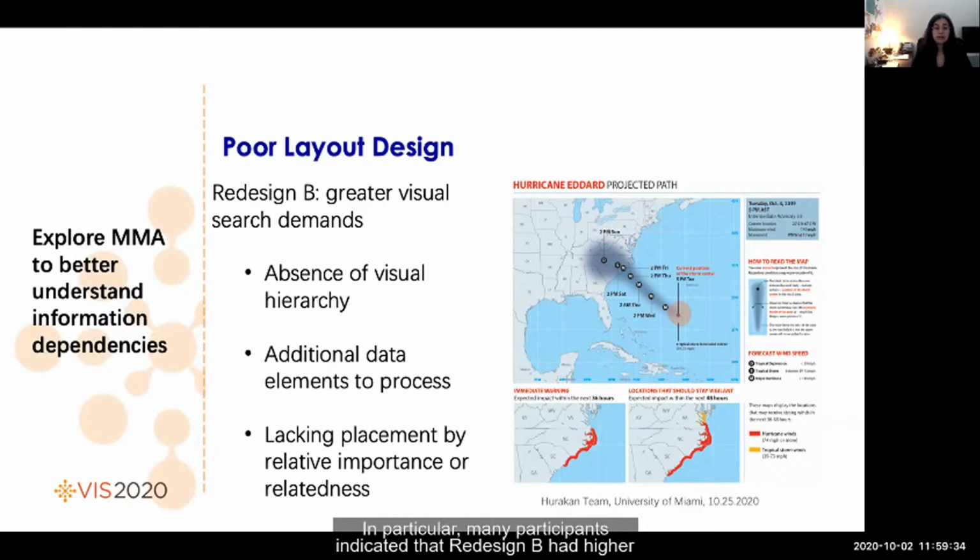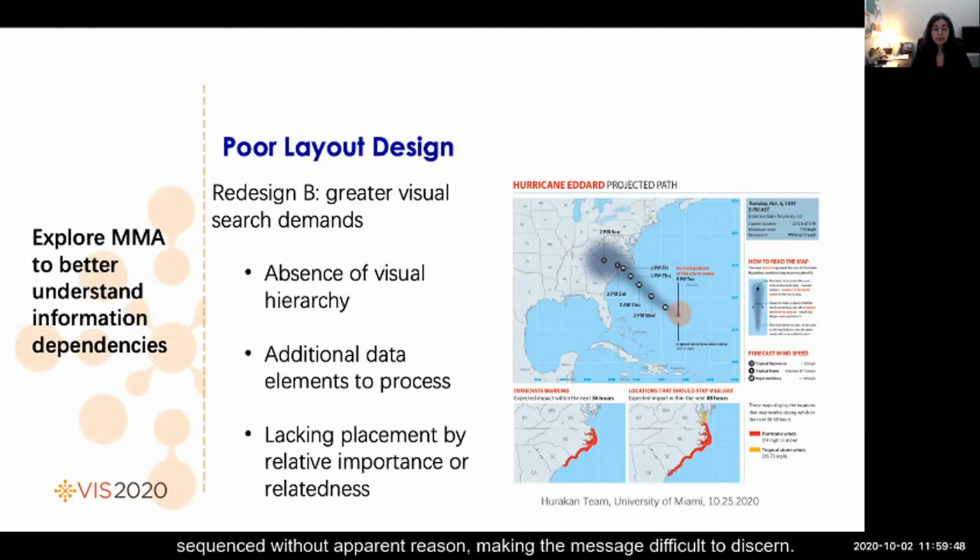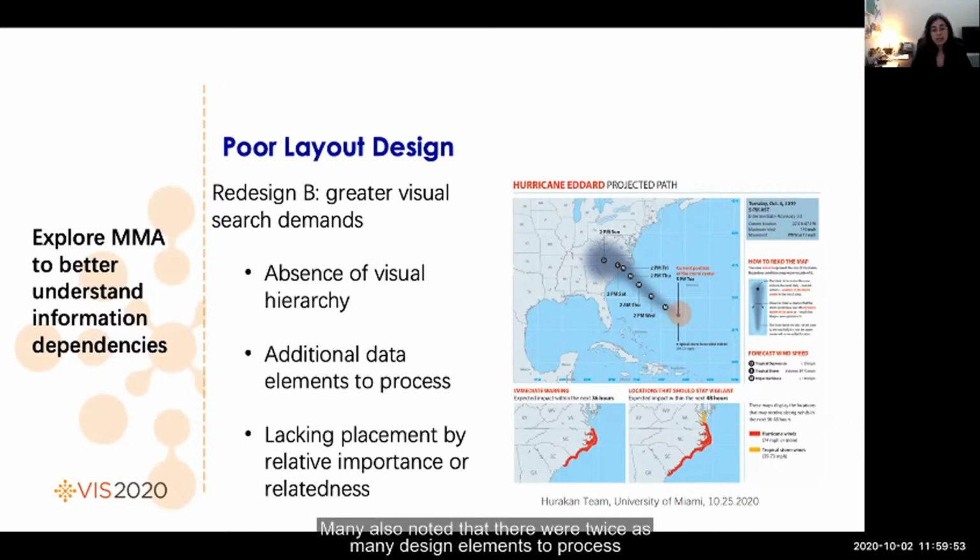In particular, many participants indicated that redesign B had higher visual search demands because the layout lacked hierarchy, not guiding the eye to design elements based on their relative importance. Participants felt that the layout was unclear, with design elements sequenced without apparent reason, making the message difficult to discern. Many also noted that there were twice as many design elements to process, increasing the complexity of the visual representation of information. To get a better sense of information dependencies for non-experts, we will continue to explore a mental models approach to better understand the reader's needs.